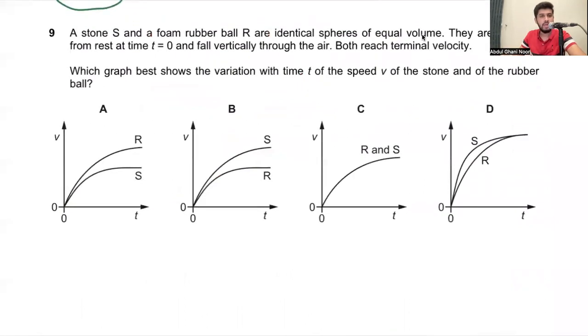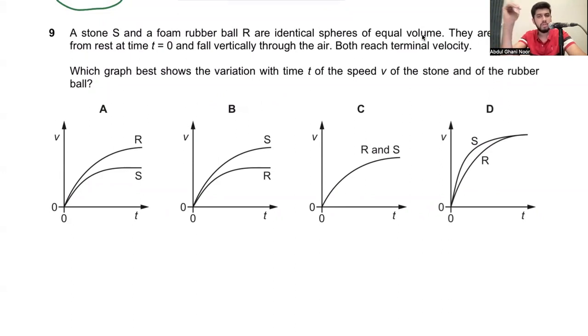Question 9 says a stone S and a foam rubber ball are identical spheres of equal volume. They are released from rest at t equals 0 and fall vertically through air. Both reach terminal velocity. Which graph best shows the variation with time t of the speed v of the stone and the rubber? So for the stone and for the rubber, one thing that they've told us is that they both reach terminal velocity.